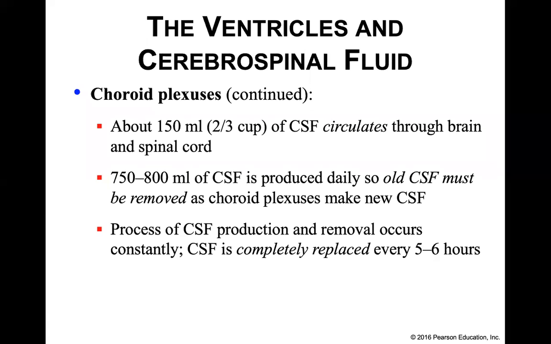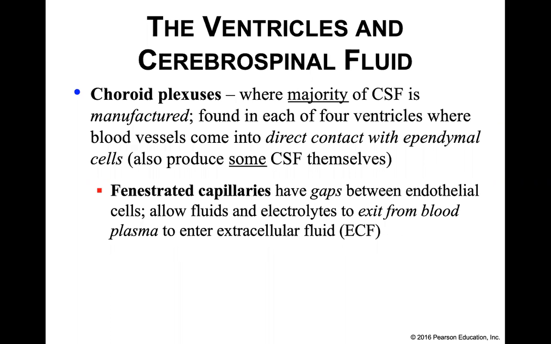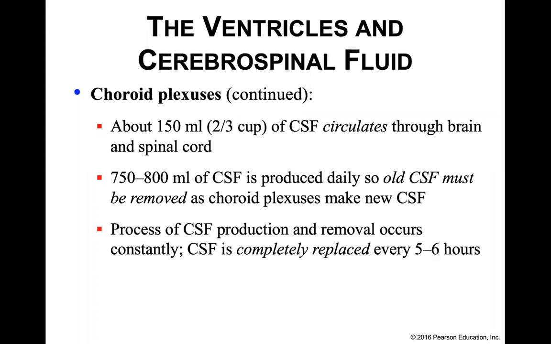The choroid plexuses, these are the structures that are primarily where CSF will be manufactured. They are found in each of the 4 ventricles where blood vessels come into direct contact with the epidermal cells. You have fenestrated capillaries here, which have gaps between the endothelial cells. This allows fluids and electrolytes to exit from the blood plasma into the extracellular fluid.